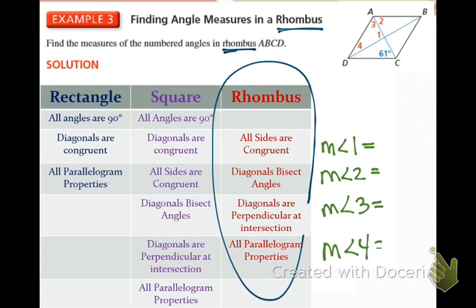So it's a rhombus, so we're dealing with all of these properties. All the sides are congruent. The diagonals bisect angles. The diagonals are perpendicular at their intersection. Then they have all of the other parallelogram properties.